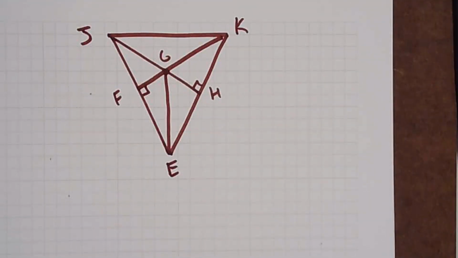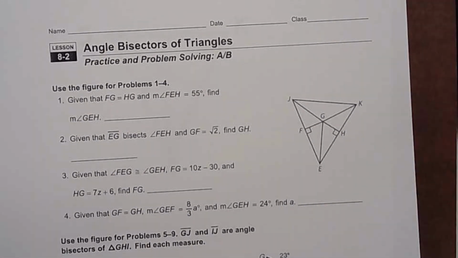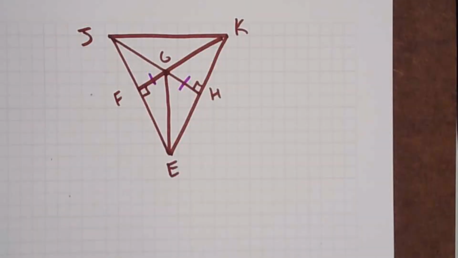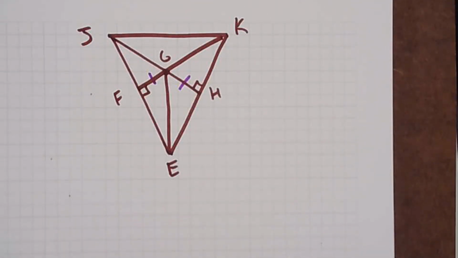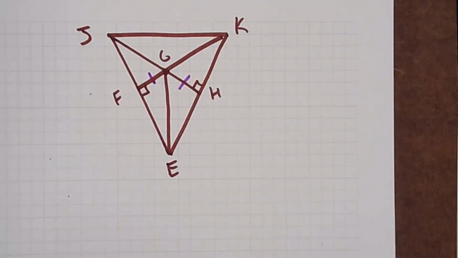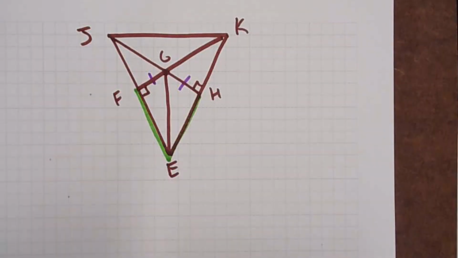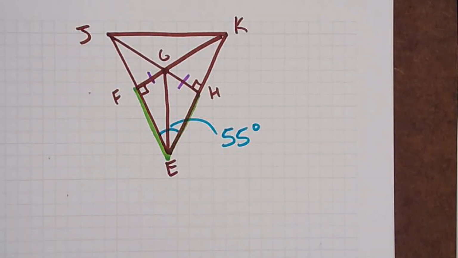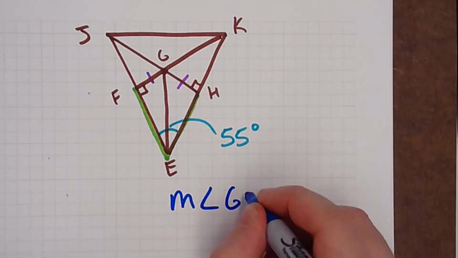All right, so here's this, and it says in the instructions for number 1, they give you that FG and HG are the same. So let's mark that on our diagram. FG and HG are congruent, so I did that. And it also tells you that FEH is 55 degrees. So let's mark that. FEH is this big angle right here, so that angle is 55 degrees. And they want us to find GEH. So measure of angle GEH equals what?